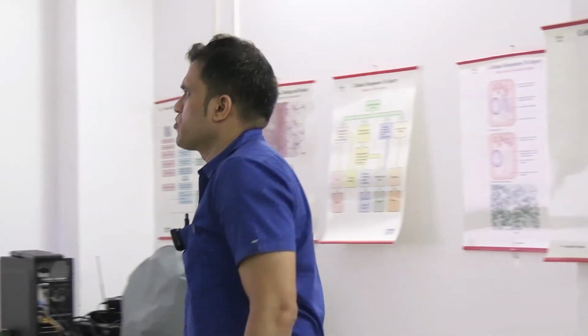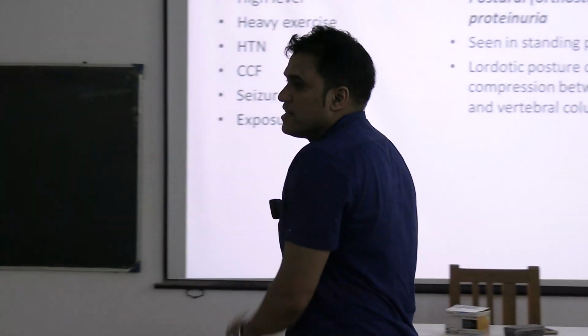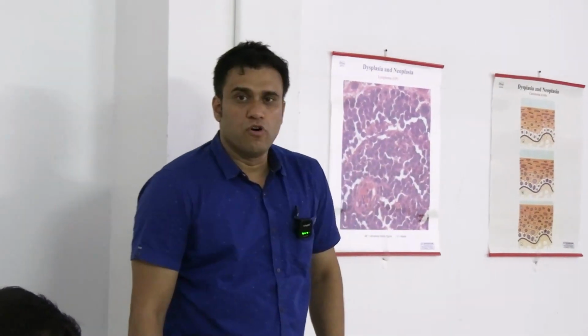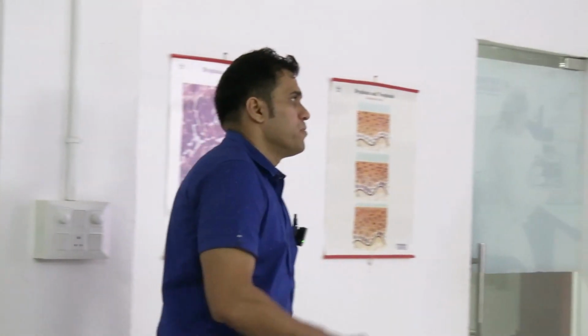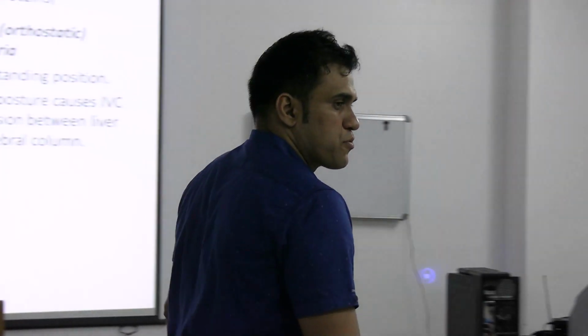Then you get postural proteinuria. There are many types of proteinuria, and you have to remember the names. Postural proteinuria, when does it happen? Because of altered vascular flow or altered blood flow through the glomeruli, resulting in increased filtration of proteins.